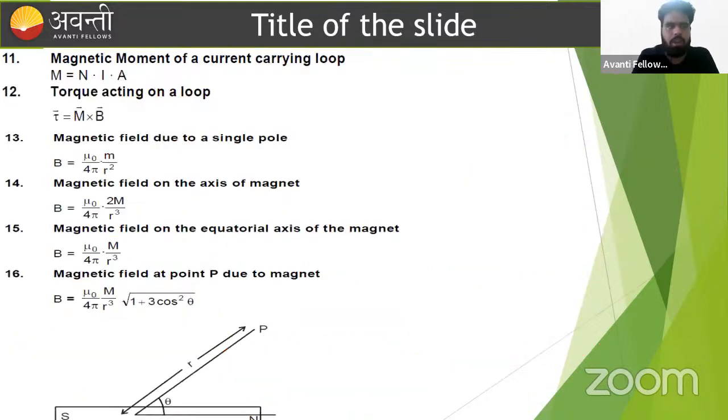Again, this is important. And next one is the magnetic moment of a current carrying coil. We can say this is NIA. This is defined as current into area, where area is a vector.